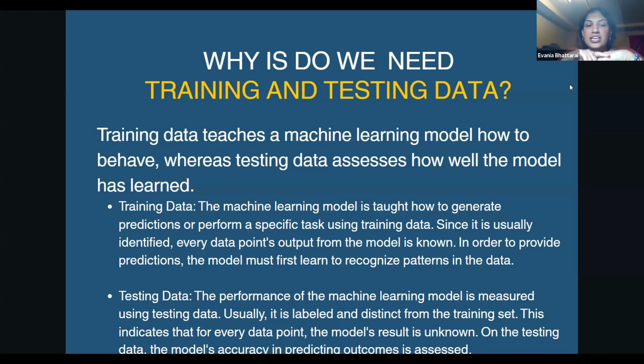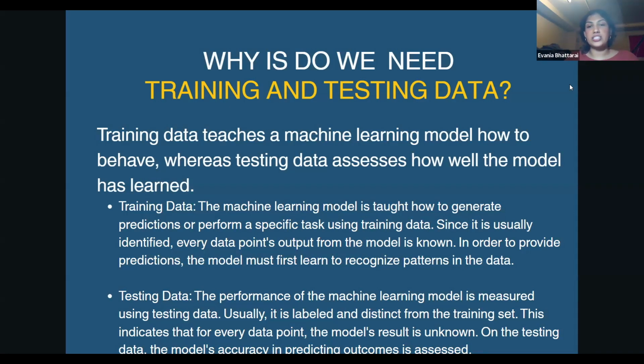So training data will allow us, when we're training our machine learning model, to teach it how to generate predictions and perform specific tasks using this training data. And because the data is purely identified by the machine learning model, every data point's output from the model is known. In order to provide predictions, the model must first learn to recognize patterns in data.